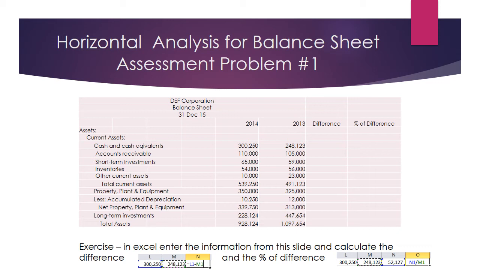Then for the percent of difference, I already have my N, which, as you see in this example, is 52,127. To get the calculation for the percent, I'm going to do my equal sign. I'm going to grab N1, which is the 52,127, and divide it by my base year, which is going to be the 2013 year, and that's going to give me my percentage.